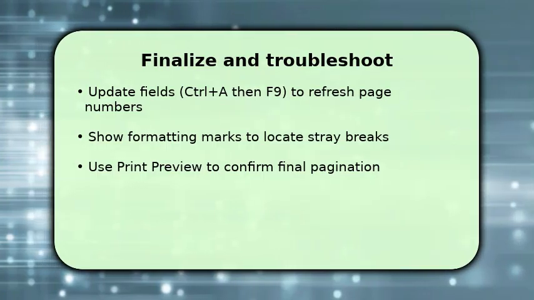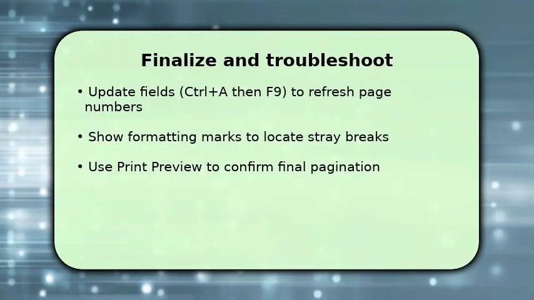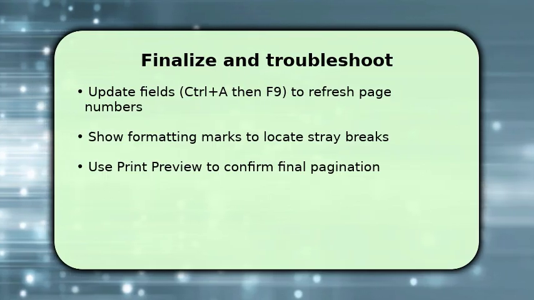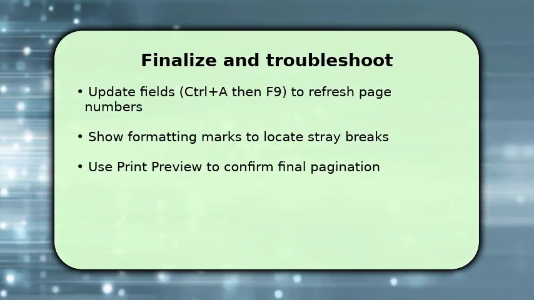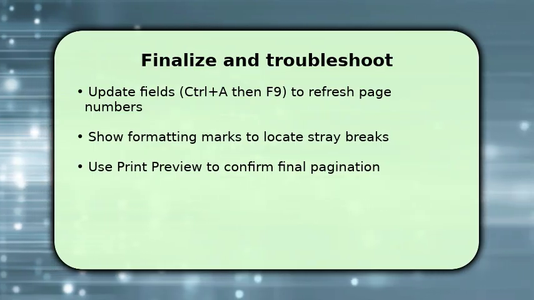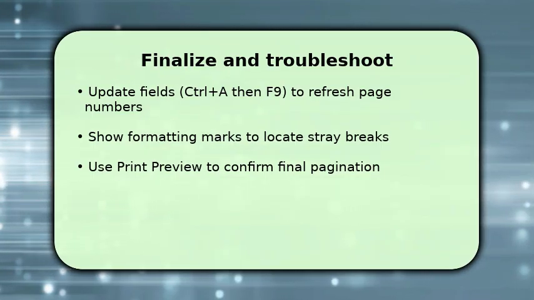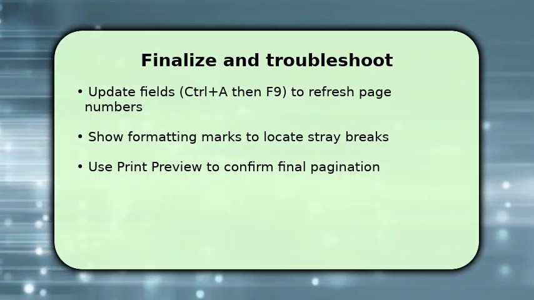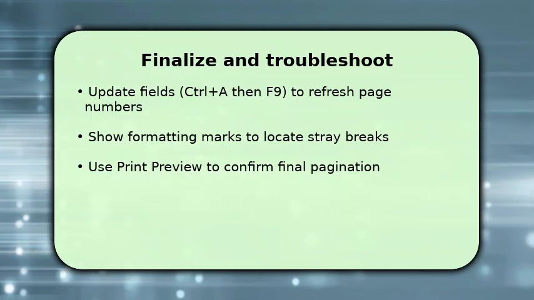Select everything with Ctrl plus A and press F9 to update cross-references and page numbers. This prevents mismatched numbering. If pagination looks wrong, turn on Show/Hide formatting marks to spot extra paragraph marks, page breaks, or section breaks that push content unexpectedly.